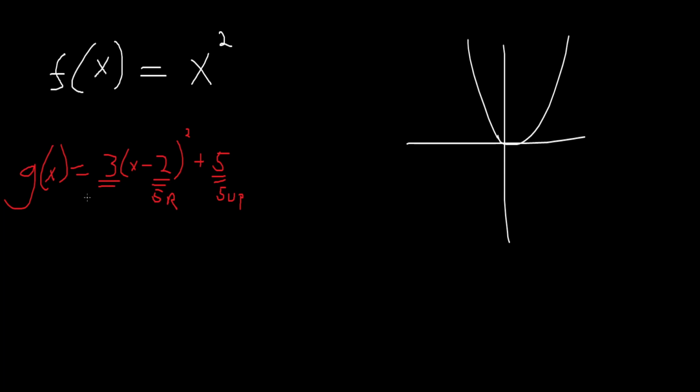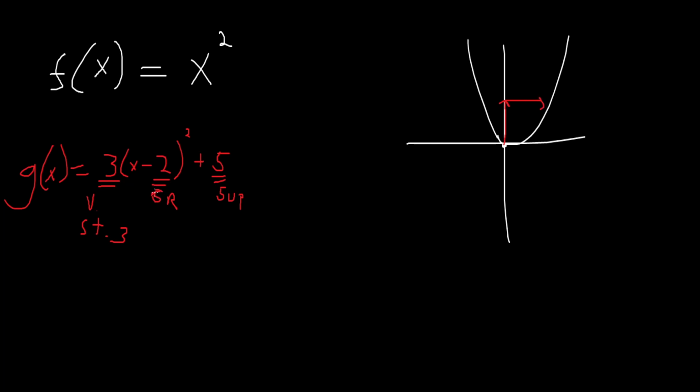This minus 2 here means we go right. This 3 means I'm going to have a vertical stretch with a factor of 3. Okay, so if I have the point at 0, 0, and 0, 0 is always where you want to grab your point. So we're starting at 0, 0, and we got to move 5 up, and we move 2 to the right.